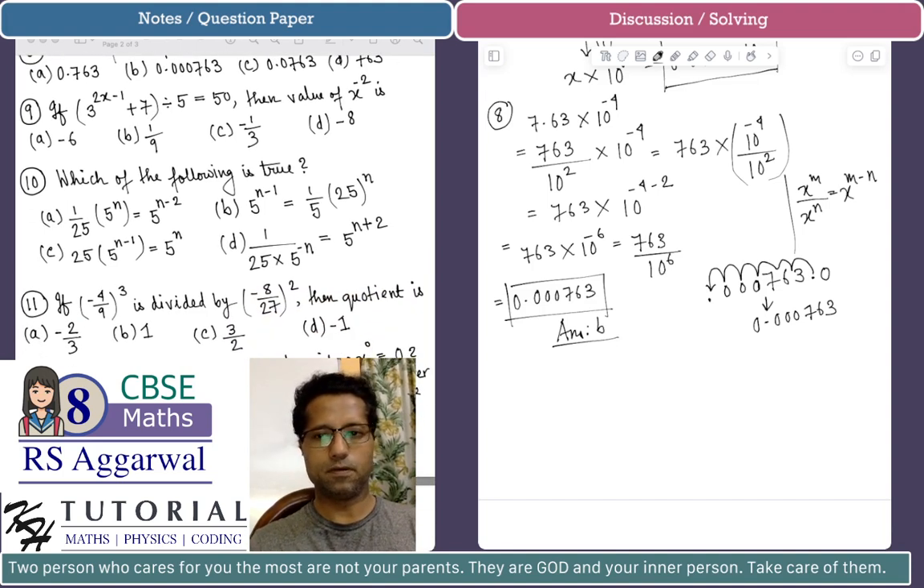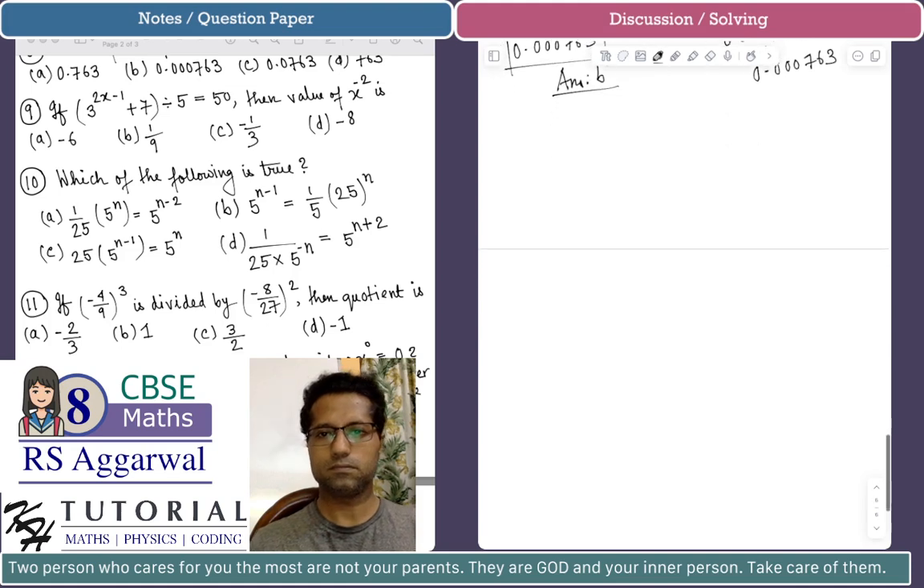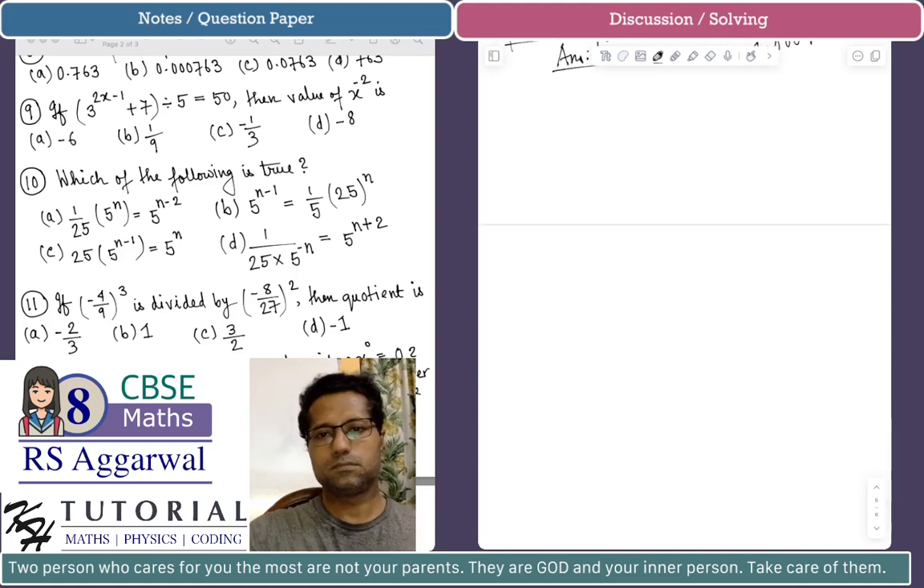Let's do problem number 9. This is again solving for an unknown in the power. So the equation given is (3 raised to the power 2x minus 1, plus 7) this whole divided by 5 equals 50.